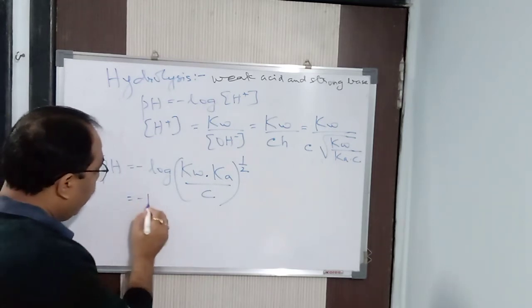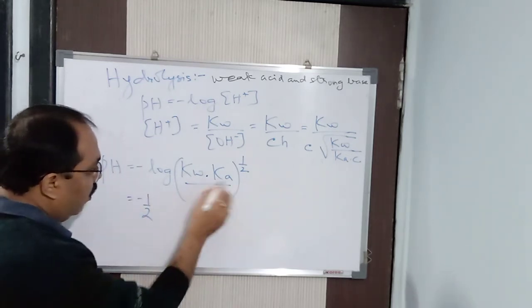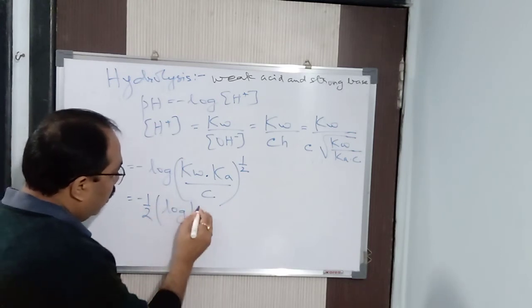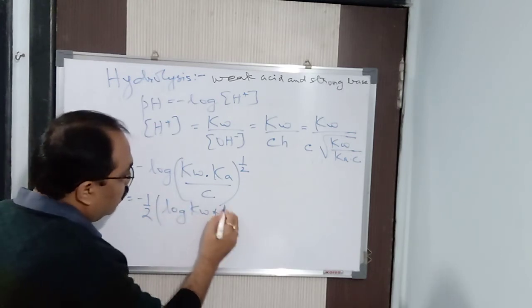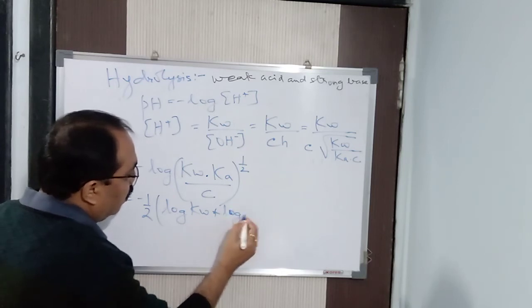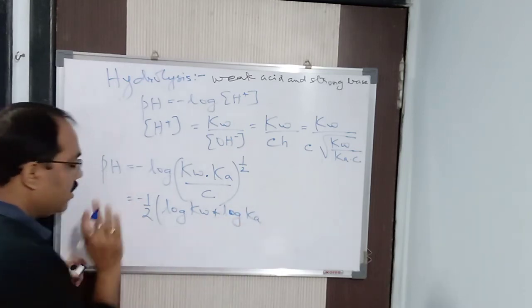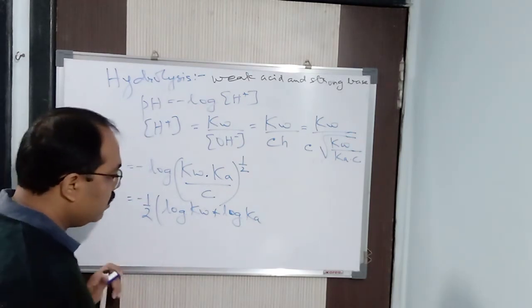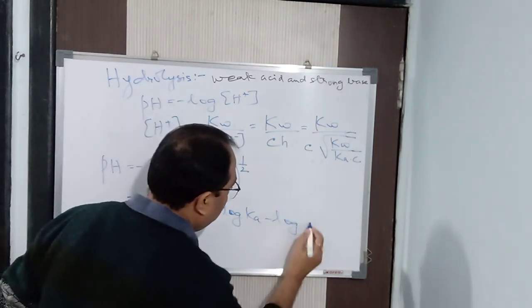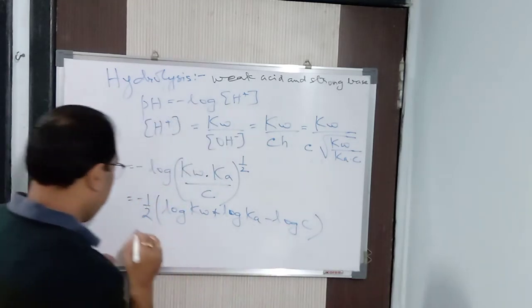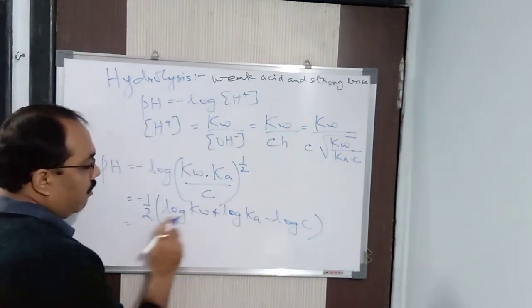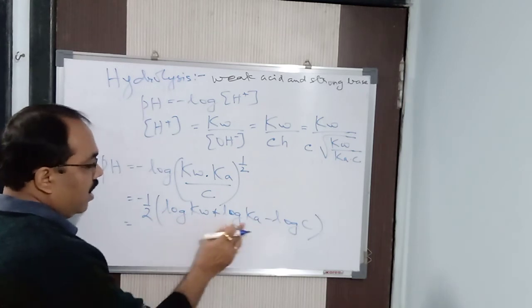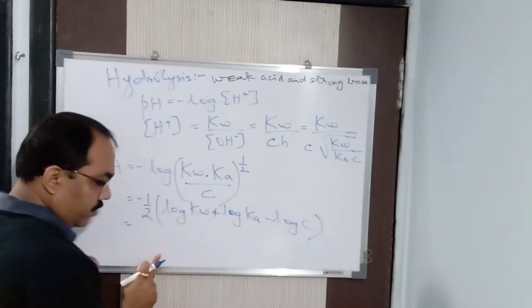I can write it in this way: minus half log Kw plus log Ka, with minus half taken common, minus log C. Now, if I multiply the minus half, what will I get? Minus half log Kw minus half log Ka plus log C.